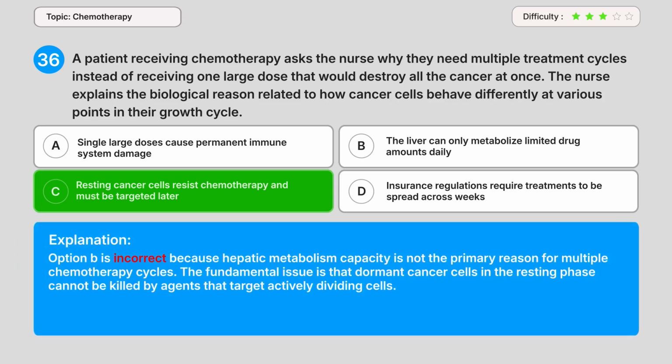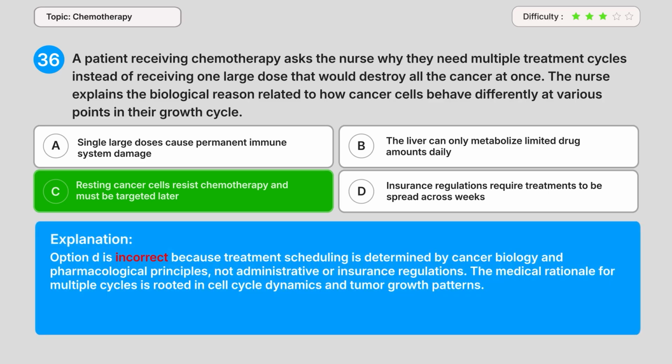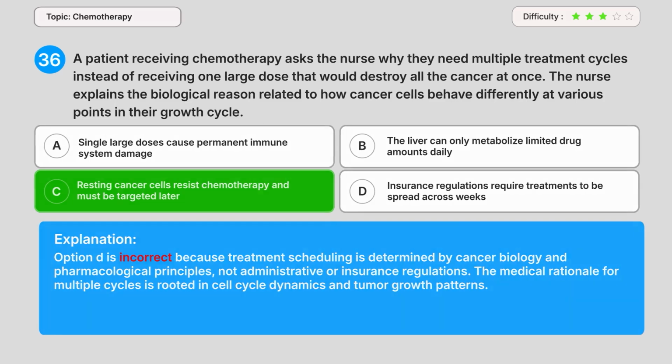Option B is incorrect because hepatic metabolism capacity is not the primary reason for multiple chemotherapy cycles. The fundamental issue is that dormant cancer cells in the resting phase cannot be killed by agents that target actively dividing cells. Option D is incorrect because treatment scheduling is determined by cancer biology and pharmacological principles, not administrative or insurance regulations. The medical rationale for multiple cycles is rooted in cell cycle dynamics and tumour growth patterns.